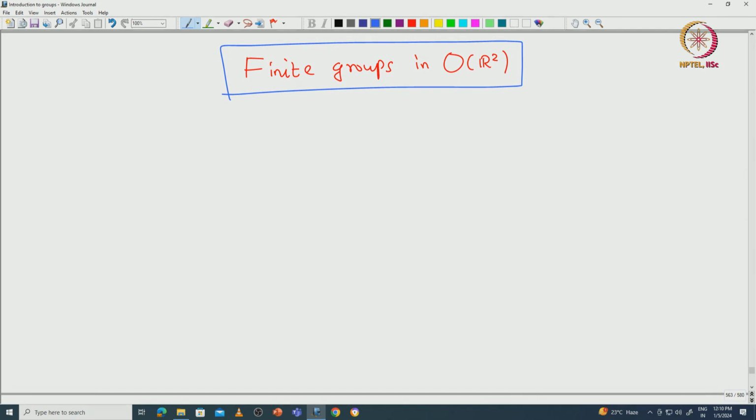If you start with this n-gon, which we interpreted as follows: if you take this n-gon with vertices 1, 2, 3, ..., n minus 1, n, then the symmetries of this n-gon is what we denoted by D_2n.